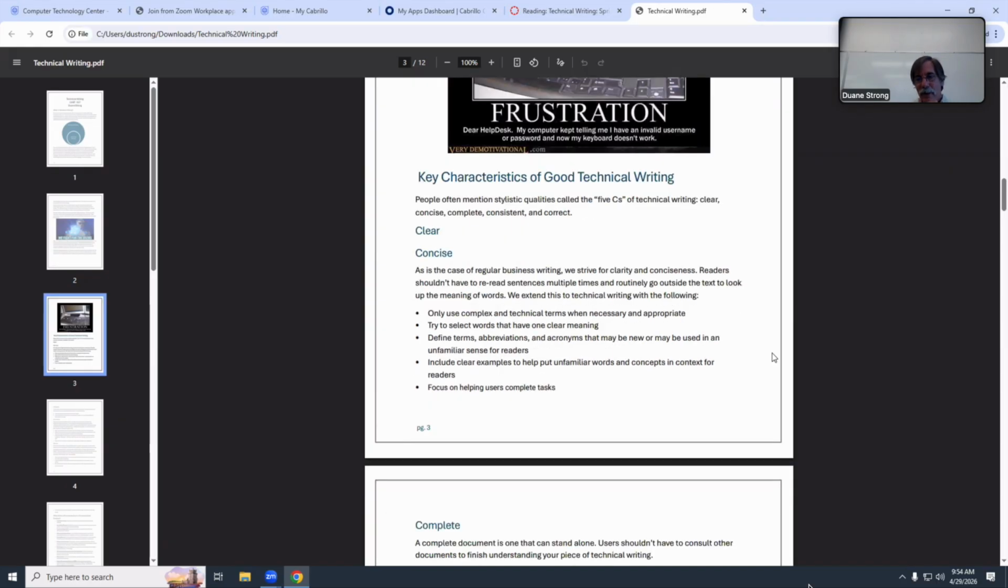So every time you read about technical writing, you're probably going to come across this 5 C's thing. The 5 C's of technical writing: clear, concise, complete, consistent, and correct. So clear and concise, we already know about those. That's the same for business writers. That's what we've been practicing all this time. So again, we strive for clarity and conciseness. Readers shouldn't have to reread multiple sentences or go outside what you're writing to them to look for other stuff or look up the meanings of technical words.